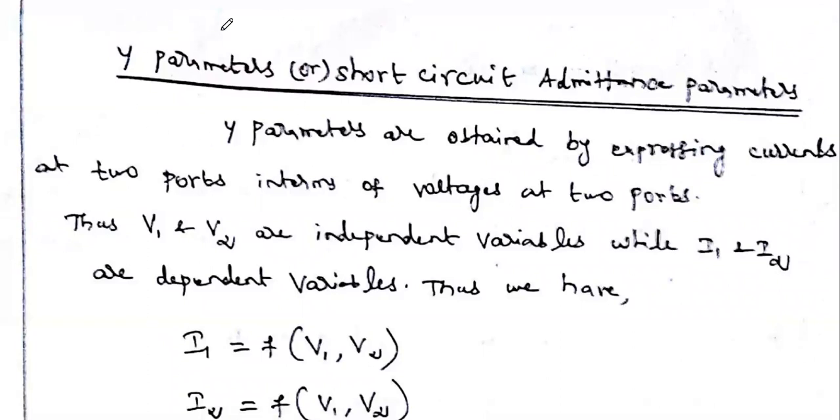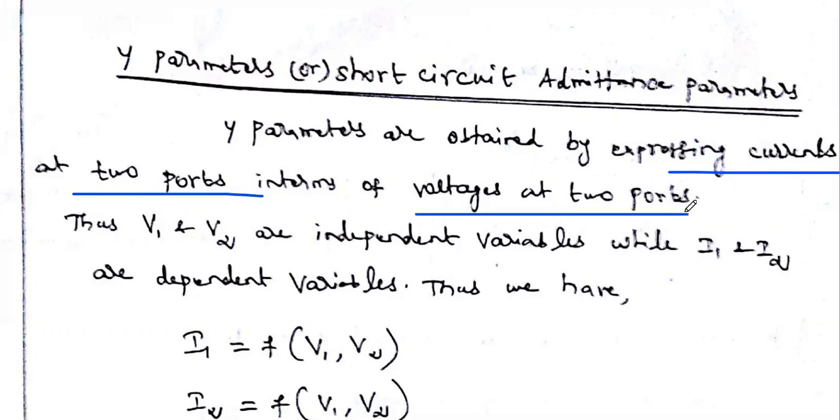Similarly, the Y parameter is called the short circuit admittance parameter, since while calculating these four parameters Y11, Y12, Y21, Y22, we have to short circuit either the input port or the output port. That's why the name is short circuit admittance parameter. The Y parameters are obtained by expressing the input port current and output port current in terms of input voltage and output voltage.